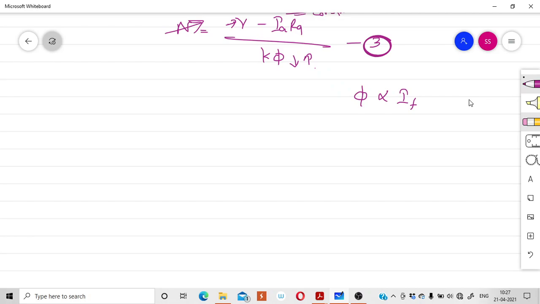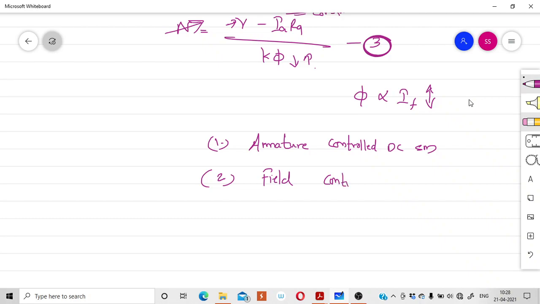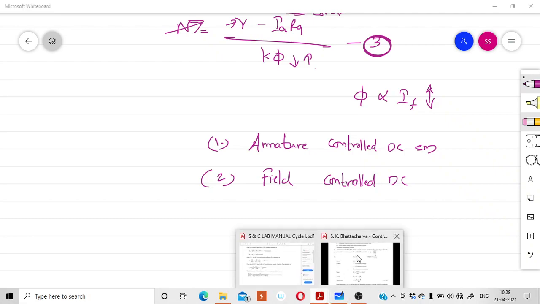The above explained methods are known as, first, varying V is known as the armature controlled DC servo motor, and secondly, keeping V minus IA RA, that is EB, constant, if you vary phi, that means if you vary the field current or the field voltage, then that is known as the field controlled DC servo motor.